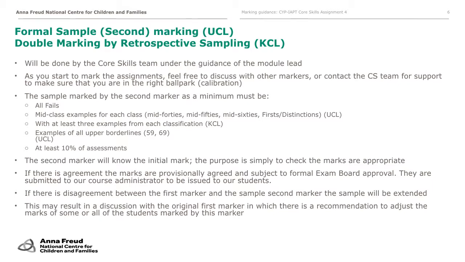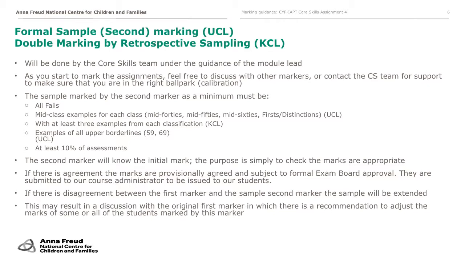When it comes to the formal second marking, we have very clear criteria about what we have to double mark, and this is a combination of the rules from both of the colleges. So we will always second mark all of the fails. We will take some mid-class examples from each class. We will look at those that fall just below the borderlines, so 59s and 69s we automatically double mark, and overall we need to do at least 10%.